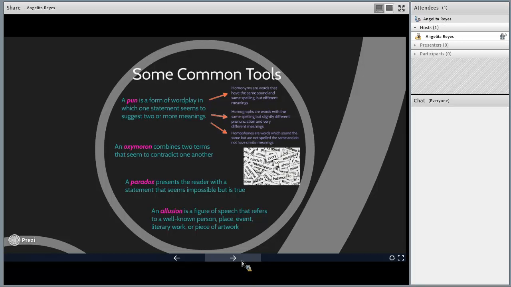An oxymoron, you've probably heard of this. If you've heard the term jumbo shrimp, this is just the combining of two terms that seem to contradict one another, but then they work. So jumbo shrimp, something big and something small, put it together and you have a description basically. These are pretty easy to locate. You just look for words that are next to each other that are opposites. And then you're like, oh, that's an oxymoron.